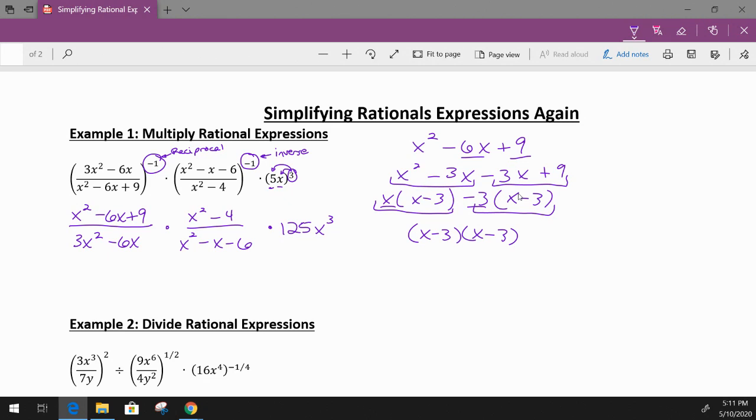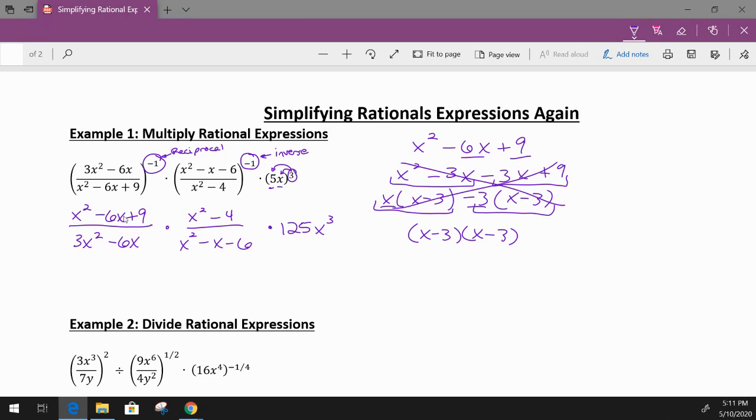However, these steps are unnecessary. If you can figure out the two numbers that multiply together to equal 9 and add up to -6, you can go right to your factors of x minus 3 and x minus 3. Do not do this extra gobbledygook in between. That is a waste of your time.